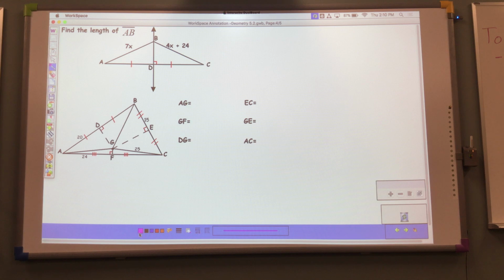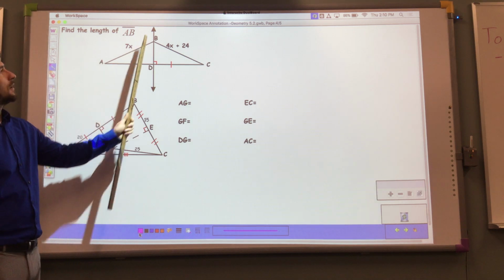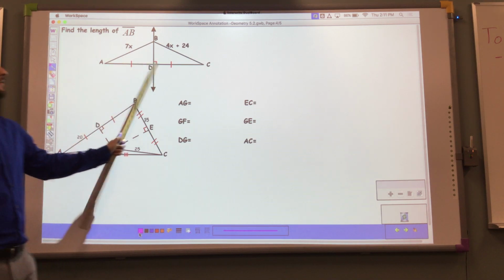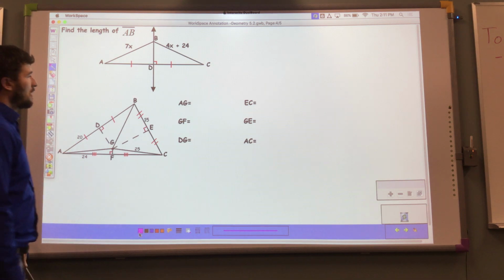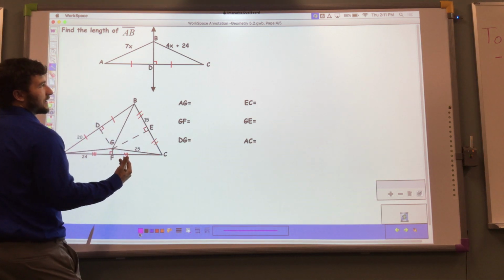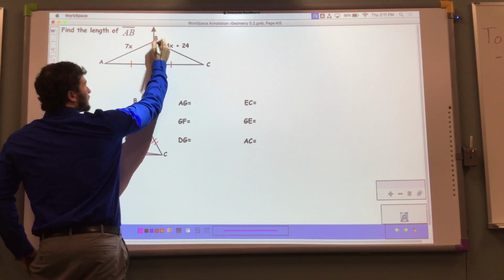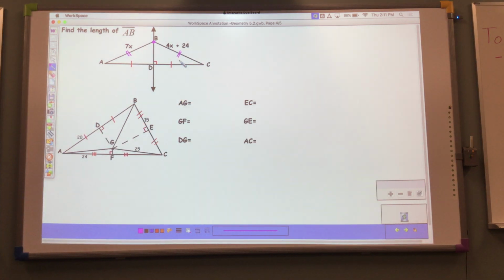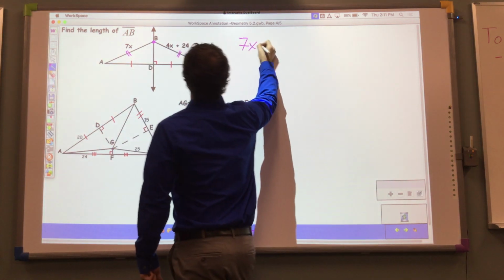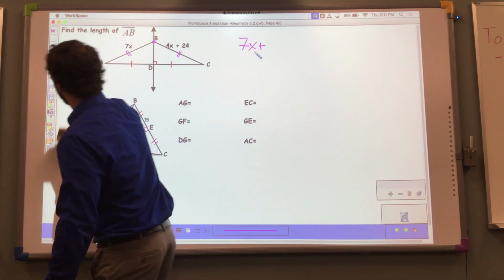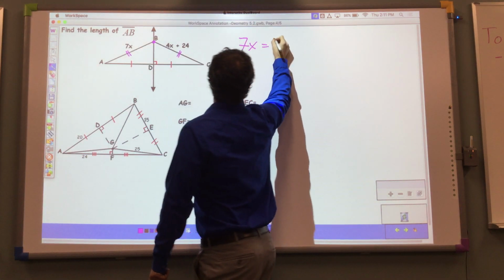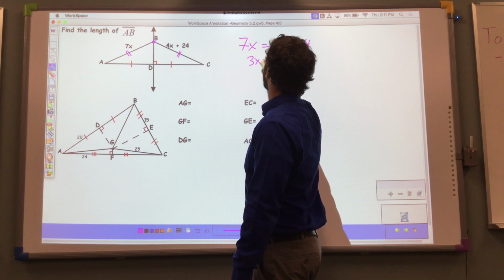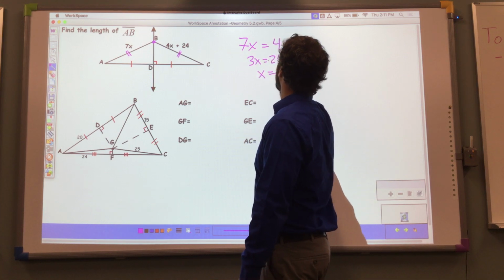Well, you should be able to look at this picture and say, hey, this is a perpendicular bisector. We have a right angle, and we have two congruent chunks here. Which means the perpendicular bisector theorem says if a point is on your perpendicular bisector, which B is, then it's equidistant to the two endpoints. So that's the reason why 7x equals 4x plus 24. So obviously you subtract, and x is 8.